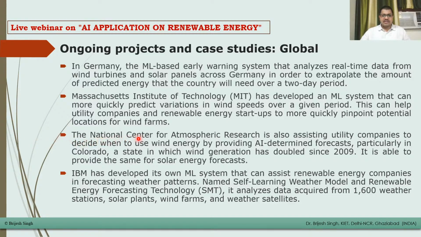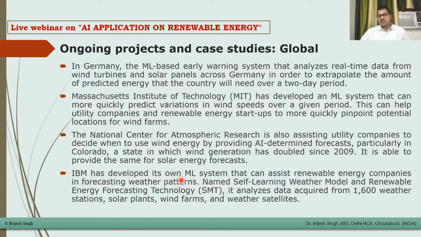Like the National Center for Atmospheric Research is also assisting utility companies to decide when to use wind turbines by providing AI-determined forecasts, particularly in Colorado, the state in which wind generation has doubled since 2009, and it is able to provide the same for solar energy forecasts. So they are working on forecasting of wind and solar.